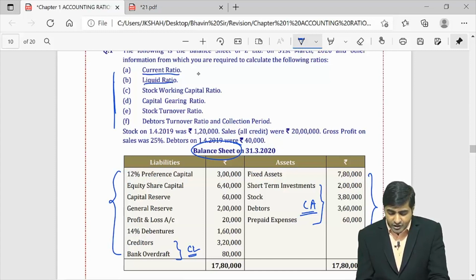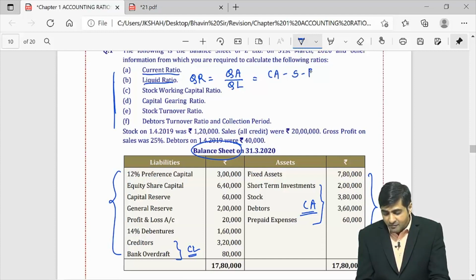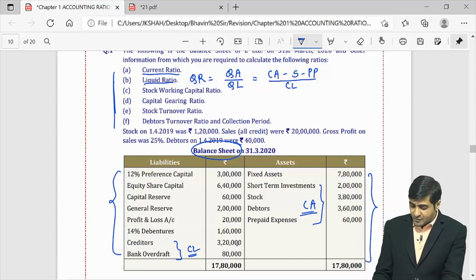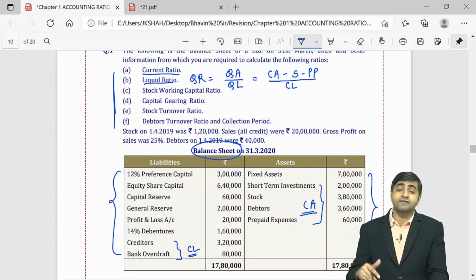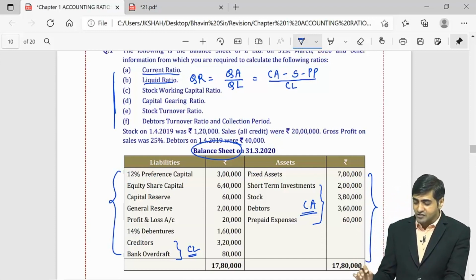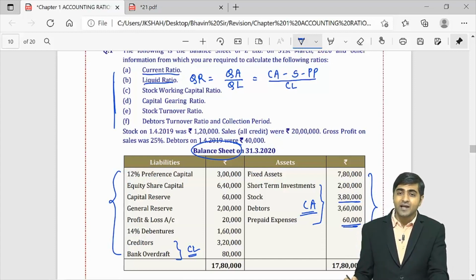Then guys, we have liquid ratio. Liquid ratio, also known as quick ratio. We have this as quick assets upon quick liabilities. And guys, as we have just now discussed, your quick assets are current assets minus stock minus prepaid expenses, because stock and prepaid both are treated as non-quick assets, and we need to divide by current liabilities. Okay, so current liabilities will have your creditors and bank overdraft both. But if you want, you can also assume your bank overdraft as a non-quick liability and subtract the same, but I would not advise you to do that. We have to take all the current liabilities as quick liabilities and solve it accordingly.